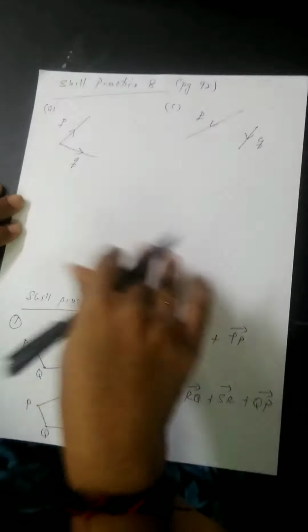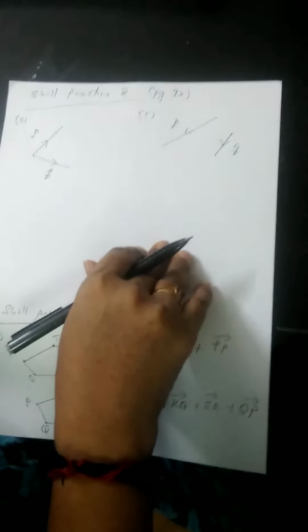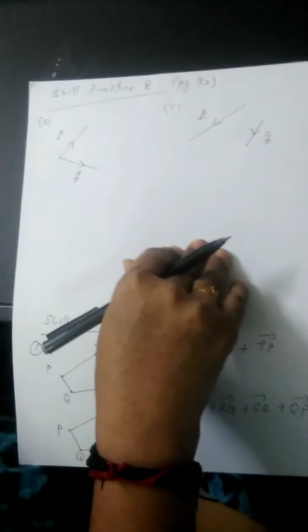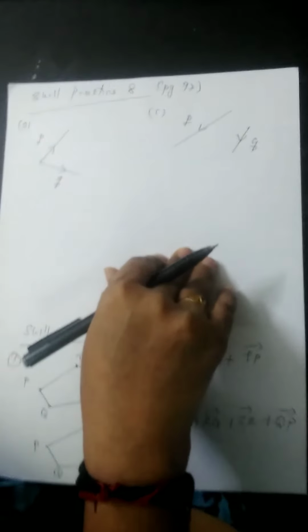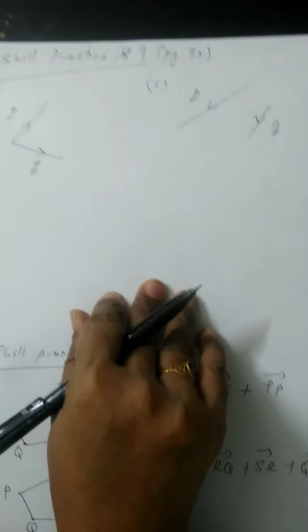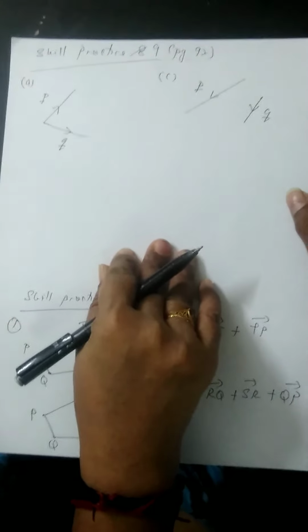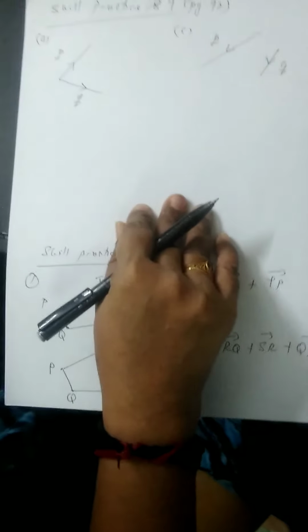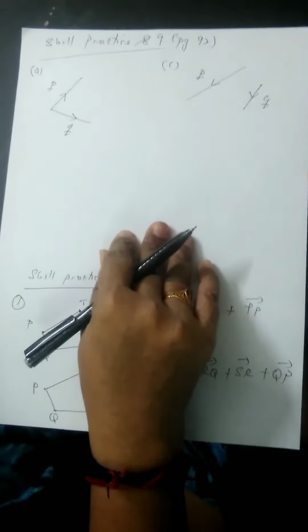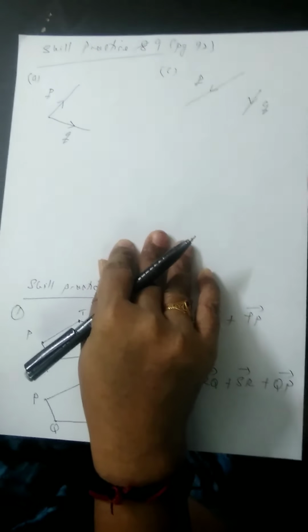We move on to the next one. You can refer to Skill Practice 9, on page 92. The question says, for each of the following, draw the resultant vector P plus Q using either the triangle law or the parallelogram law.